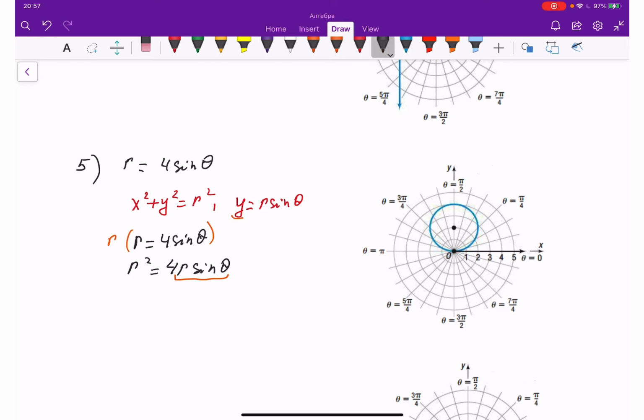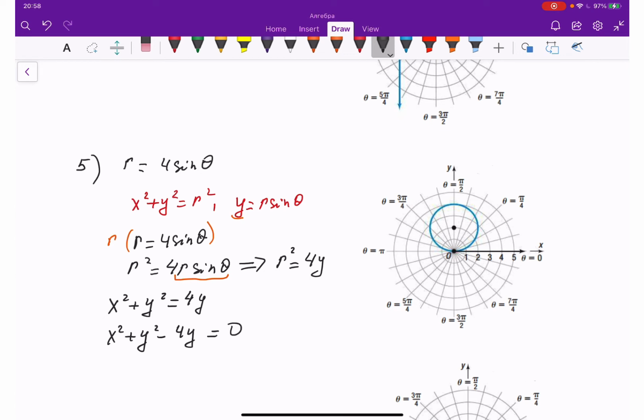And we are going to get r squared. Hence, from here, we are getting r squared is equal to 4y. Okay? Then let's replace into the formula of a circle. So we can write down x squared plus y squared is equal to 4y. And then moving over 4y, x squared plus y squared minus 4y is equal to 0.